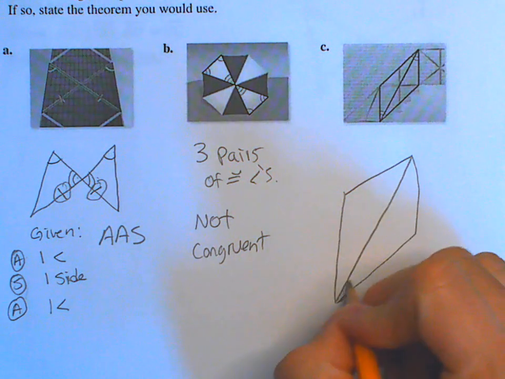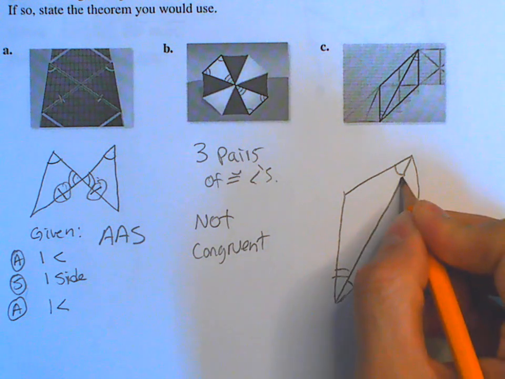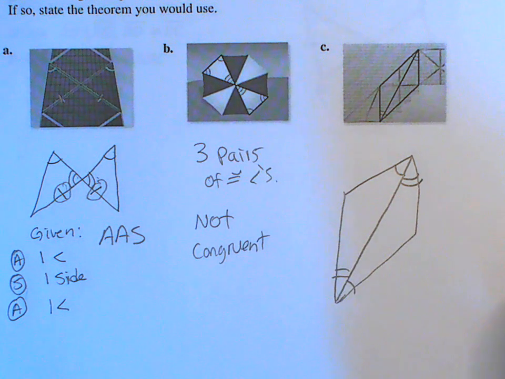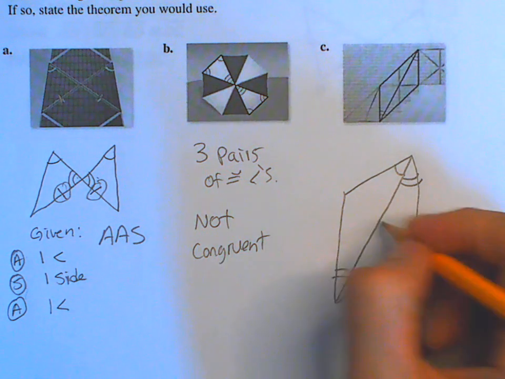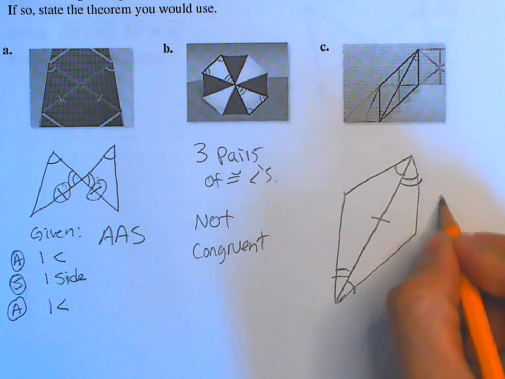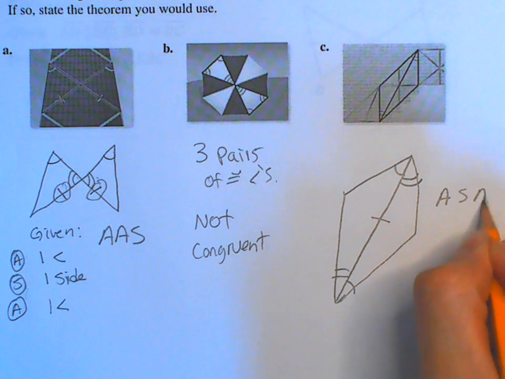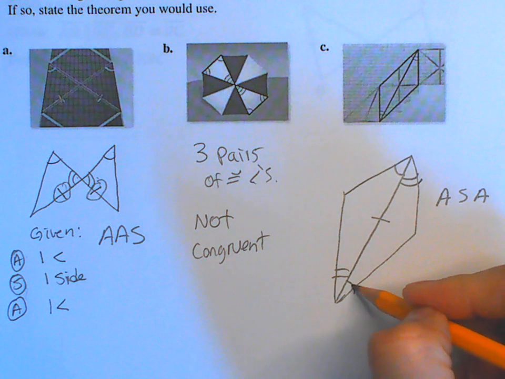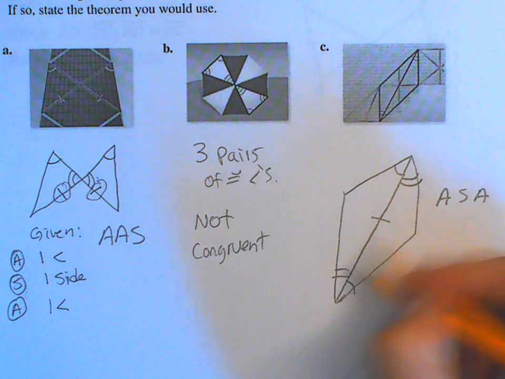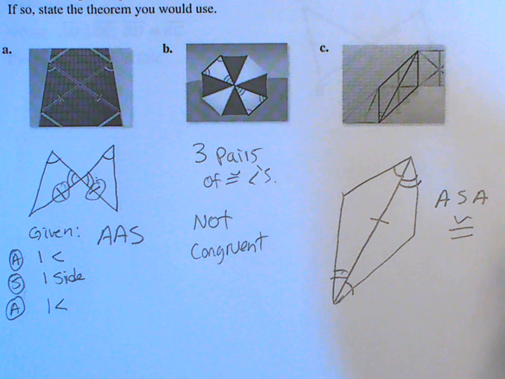Okay, so here you have this one, this one, this one, and this one congruent. So all they give you is 2 pairs of angles. But keep in mind, this side is congruent to itself. So not only do you have a pair of angles, you have a pair of sides and a pair of angles. So angle, side, angle, angle, side, angle. Therefore, the two triangles are going to be congruent.